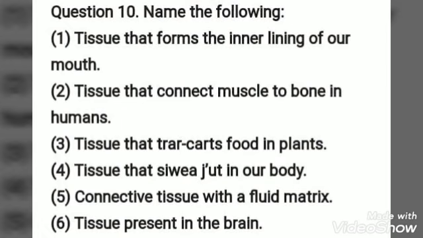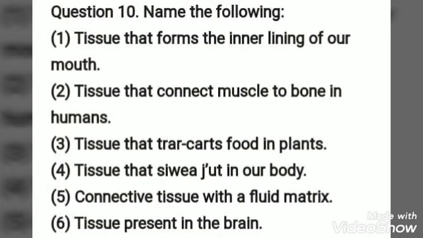First part, A part is tissue that forms the inner lining of our mouth. The inner lining of our mouth is formed by epithelial tissue. The next part, B part, is tissue that connects muscle to bone in humans. So this tissue is tendons.